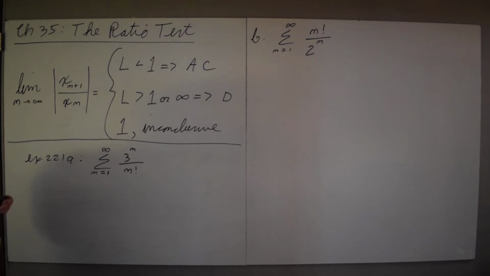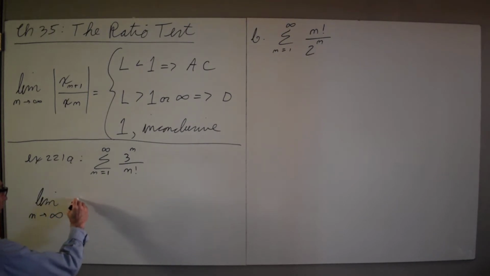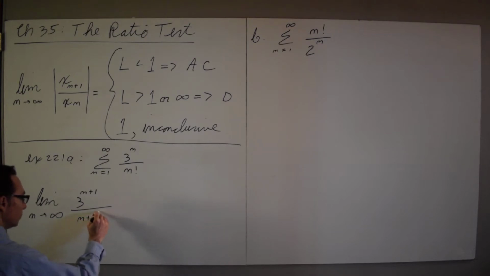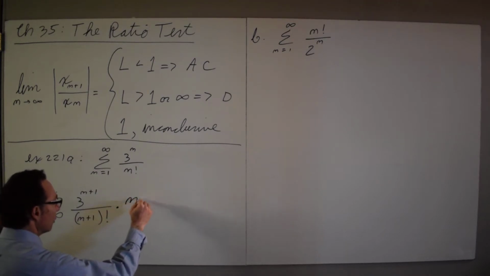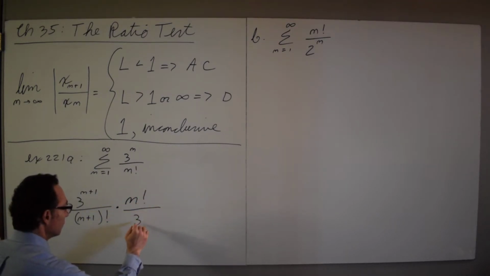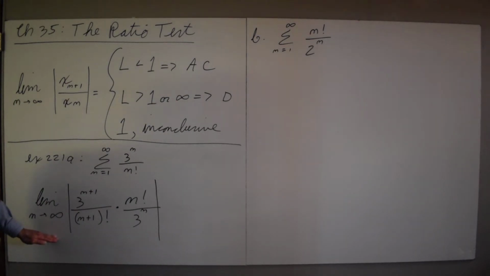So for example, to apply the ratio test, we will take the limit as n goes to infinity of the absolute value of the n plus 1 term divided by the nth term, but I'm going to multiply by the reciprocal of the nth term. We can take an absolute value. For this example, this is redundant.